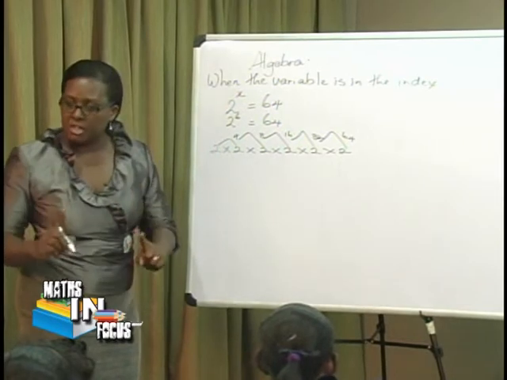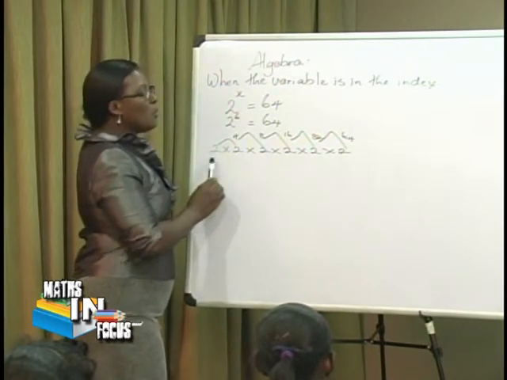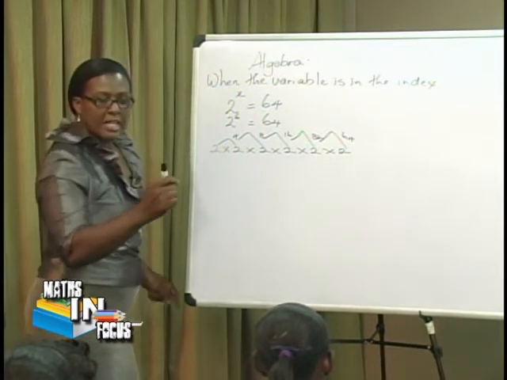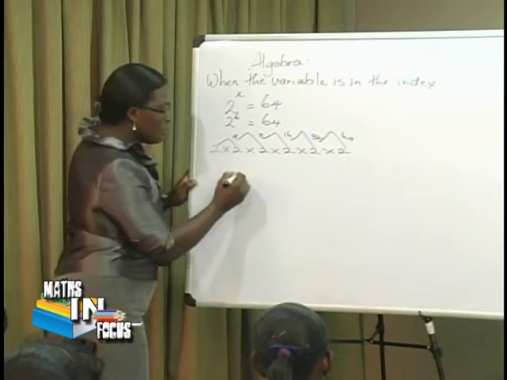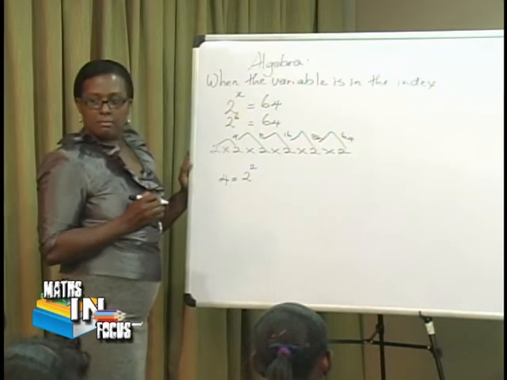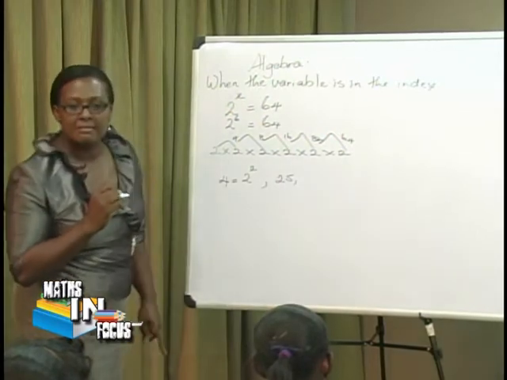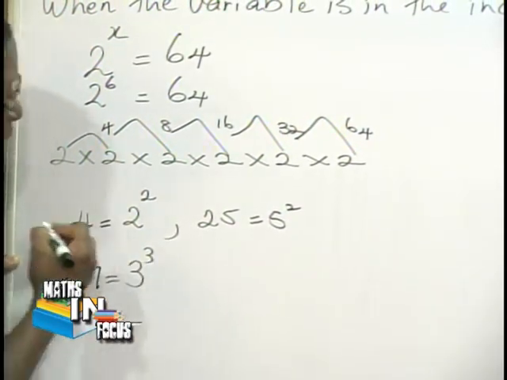Now remember, mathematics is versatile. If we don't want to approach the solution in this manner, we look at 64 and we rewrite it. Now let us back up. If we have 4, 4 can be written in another way: 2 to the 2nd power. If we have 25, 25 can be rewritten as 5 to the 2nd power. If we have 27 and we want it rewritten with a base of 3, what will it be? 3 to the 3rd power.